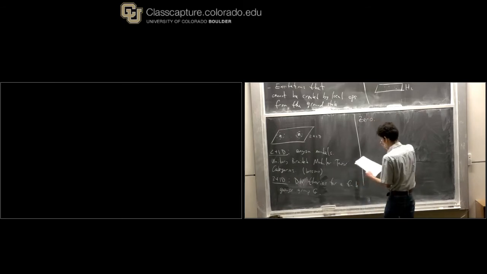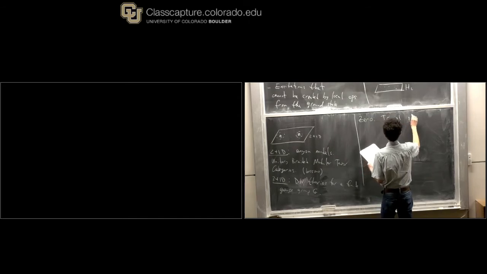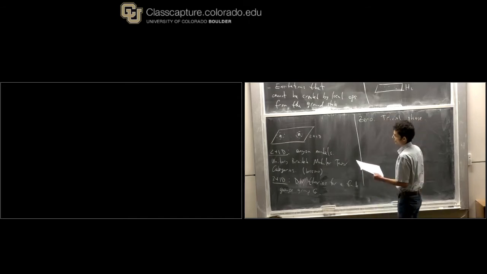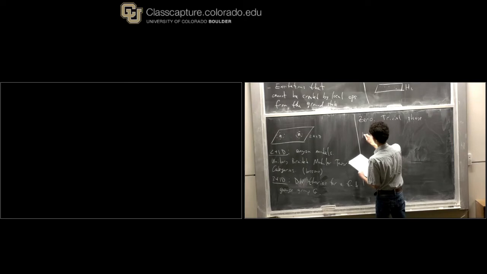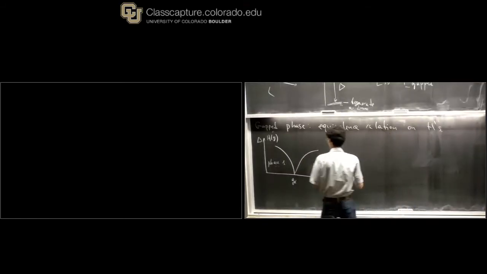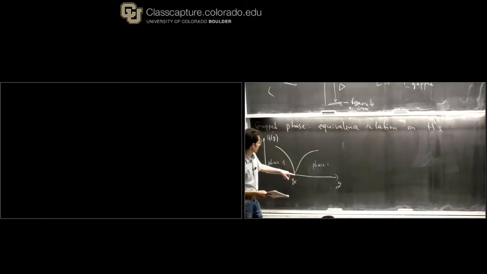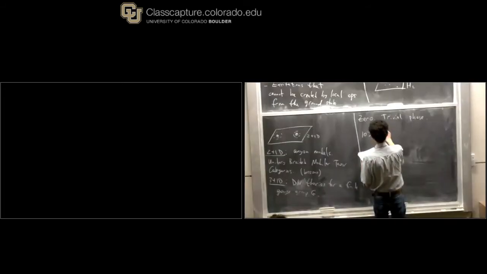Zero is what we call the trivial phase, and the trivial phase is the one whose ground state... Well, remember these phases are equivalence relations on Hamiltonians, and the trivial phase is one where I can deform a Hamiltonian such that the ground state is unique and is just a product. It's just a local tensor product.